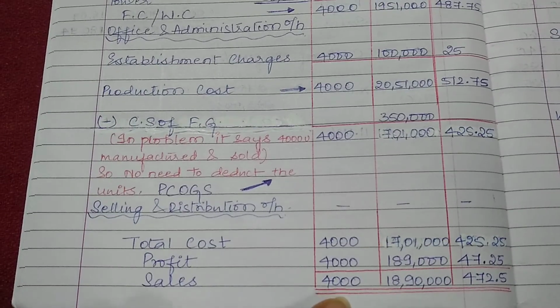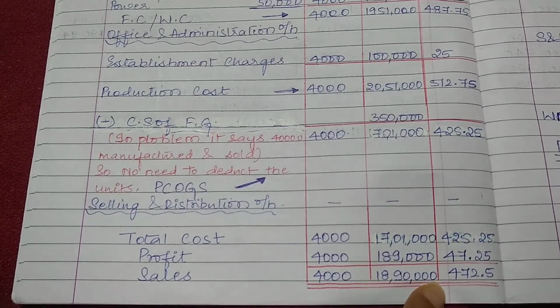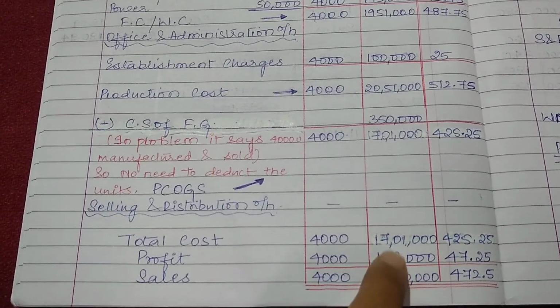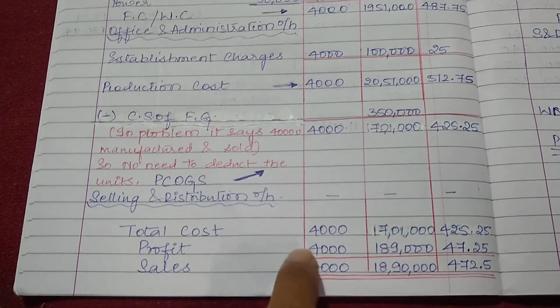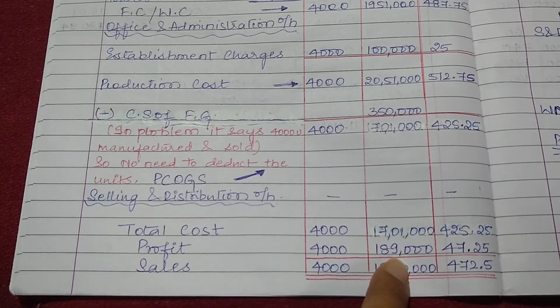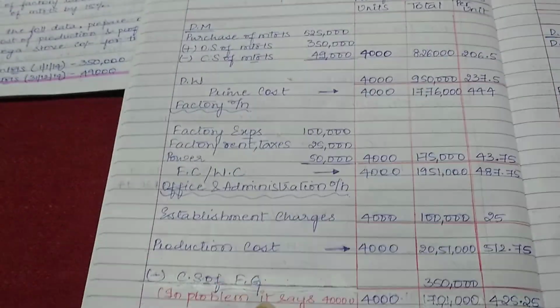Now sales they have given you, it is 18,90,000. So from 18,90,000 you will deduct your total cost. From this you will find out your profit. Okay, this is your cost sheet.